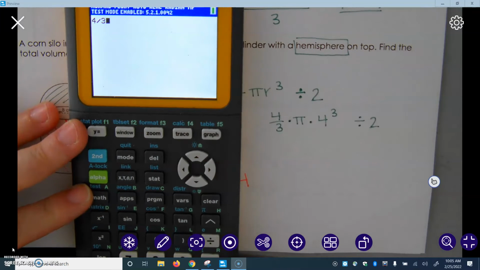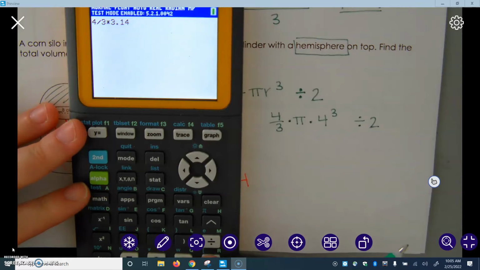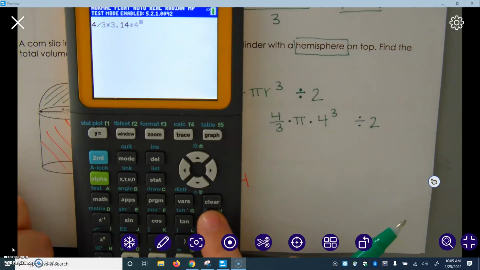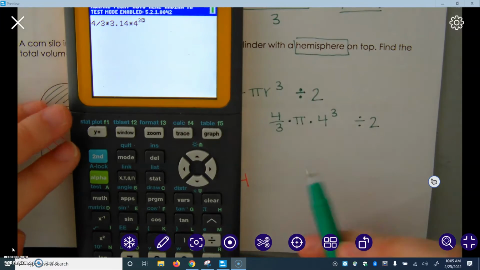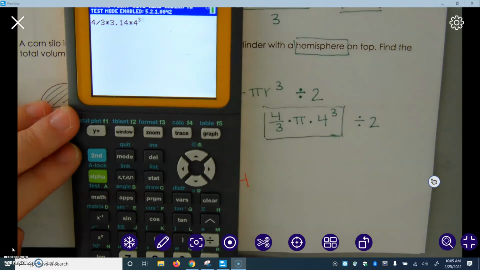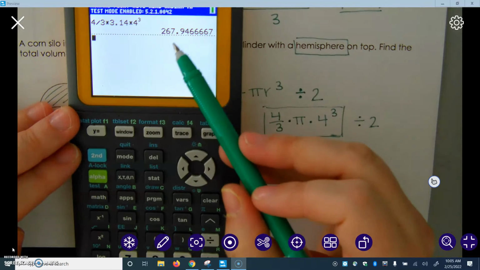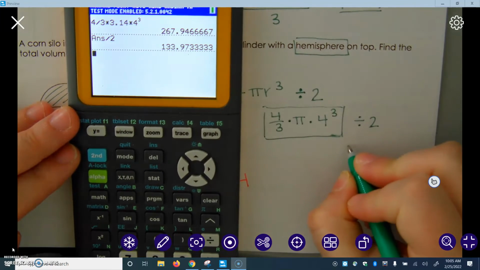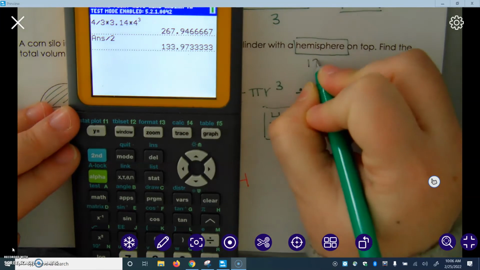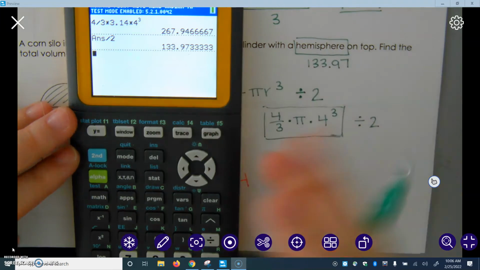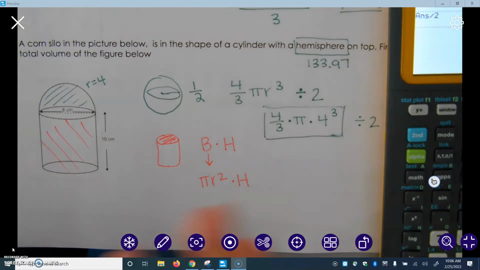4 divided by 3 times 3.14 for pi times 4, and now I'm going to hit that little arrow button to get an exponent of 3. So that's a sphere, 4/3 pi r cubed. I'm going to hit enter, and because I only have half a sphere, I'm going to divide that by 2. So my hemisphere is 133.97. All right, now I'm going to do my cylinder.